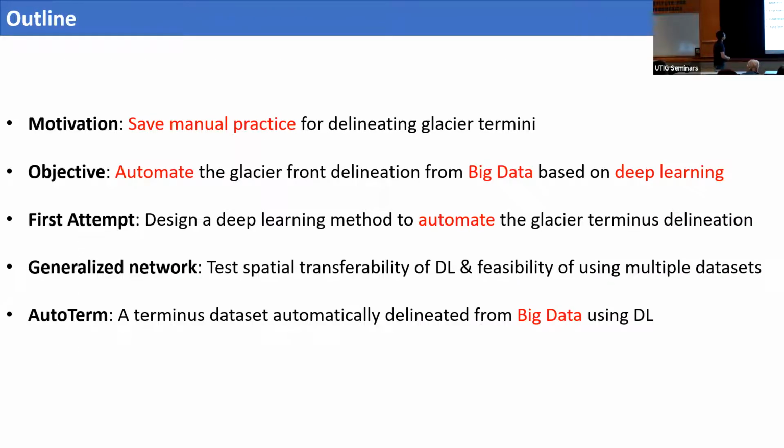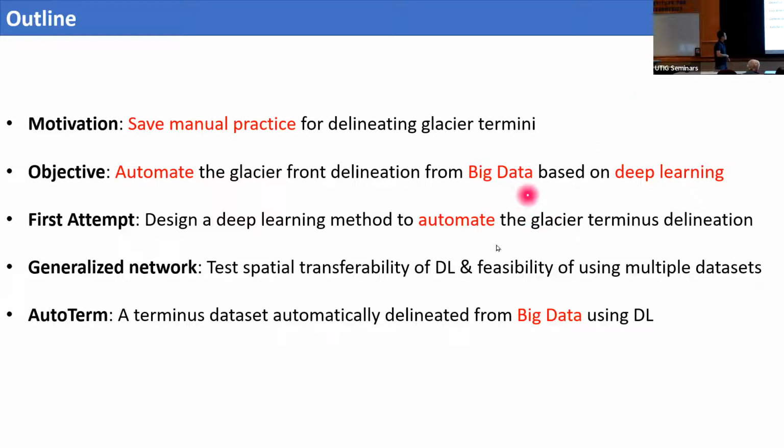All right, so the motivation of this whole study is to save the manual practice of delineating glacier termini. Our final objective is to automate the glacier terminus delineation from big data based on deep learning. To achieve this objective, I will present the work step by step through 3 stories. First, we need to design the deep learning method to automate the glacier terminus delineation, and how we can utilize deep learning to do such a thing.